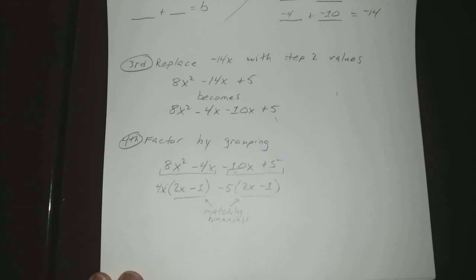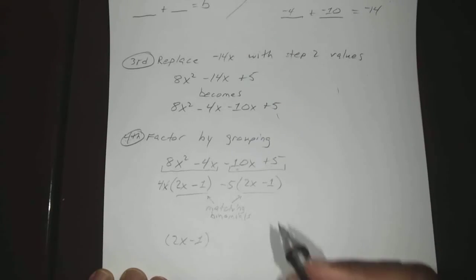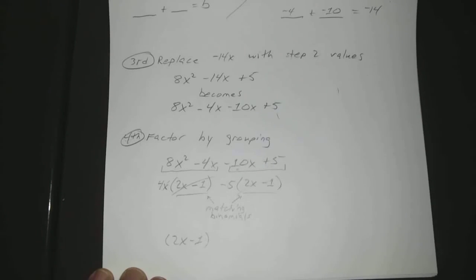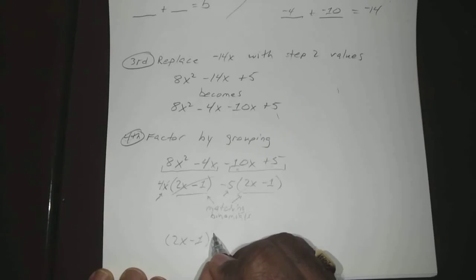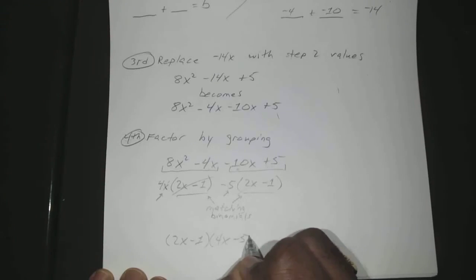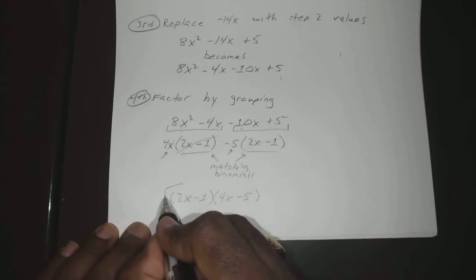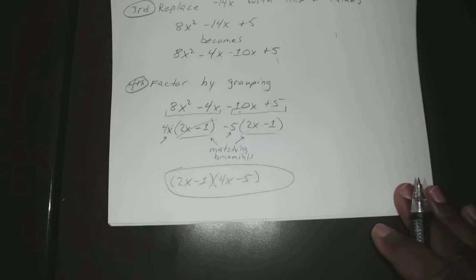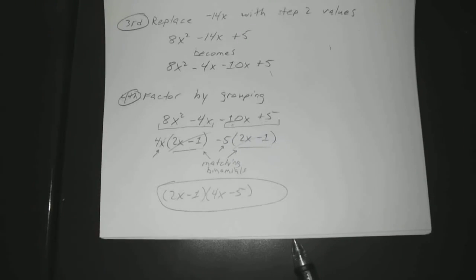All right, so we go ahead and bring that out to the front. So we have 2x minus 1. And you can go ahead and cross those out if you want to. You don't have to. And everything that's left goes into the other parentheses. So you have 4x minus 5. Can you screen it up? Oh, sure. There you go. Okay, so any questions on that one? All right, I'll leave that up for a few more seconds.